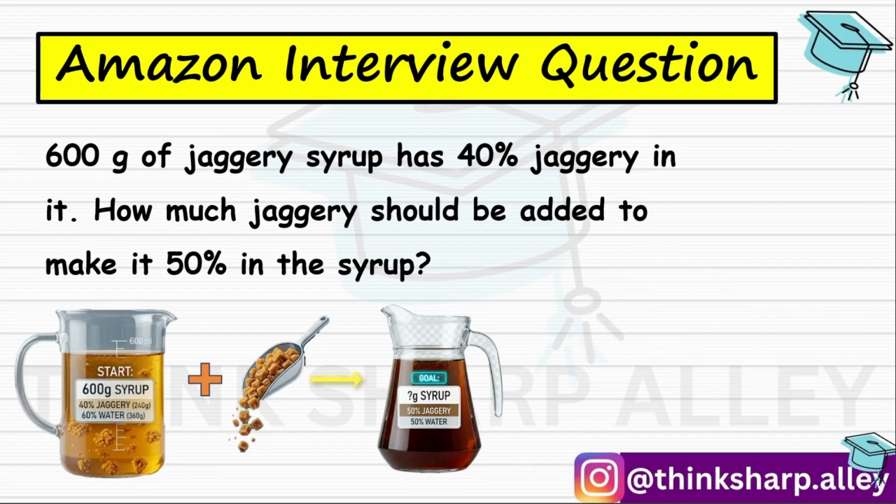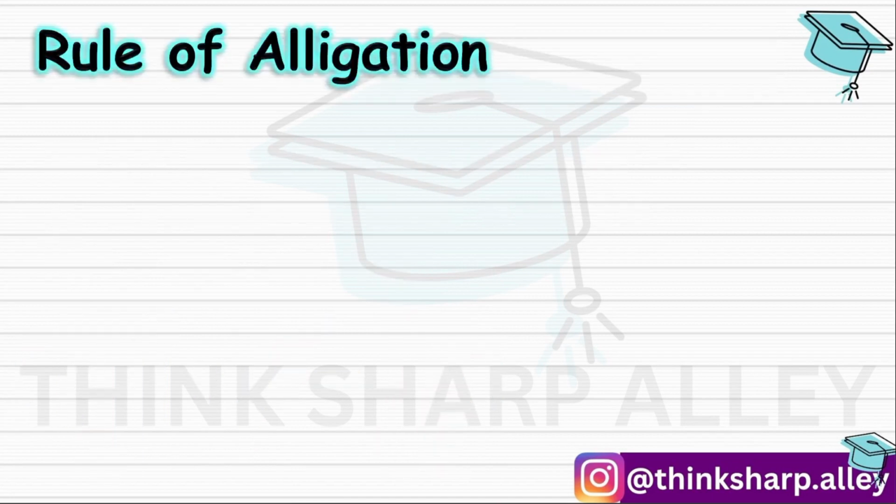While others are struggling with 20 minutes of manual calculation, I am going to show you how to arrive at the perfect answer in under 60 seconds using a powerful logic called the alligation rule.